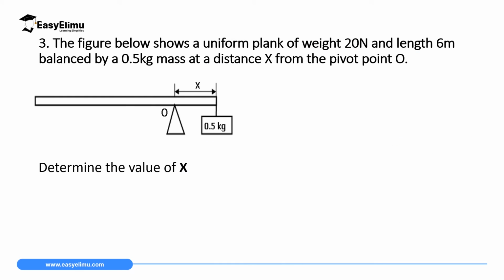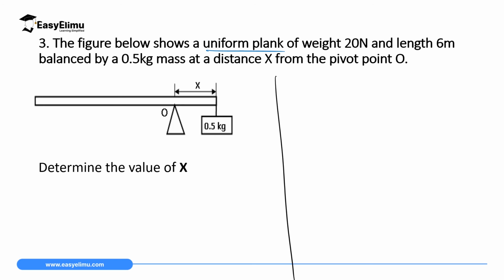Another question reads: the figure below shows a uniform plank of weight 20 Newton and length 6 meter balanced by a 0.5 kilogram mass at a distance x from the pivot point O. Determine the value of x. So in this case, the keyword here is a uniform plank.